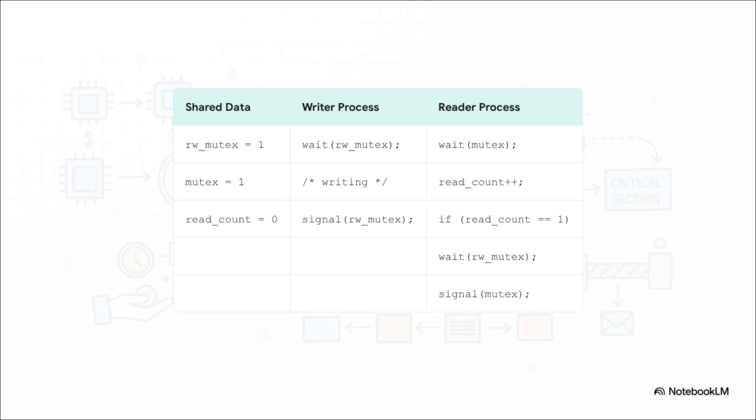The very first reader that shows up is responsible for locking that rw_mutex. After that, as long as that lock is held, other readers can just waltz right in. They just increment the read_count. Then, when the very last reader is done, it's their job to unlock rw_mutex so a writer can finally get its turn. That other semaphore, mutex, is just there to protect the read_count variable itself, to prevent a race condition while readers are coming and going.